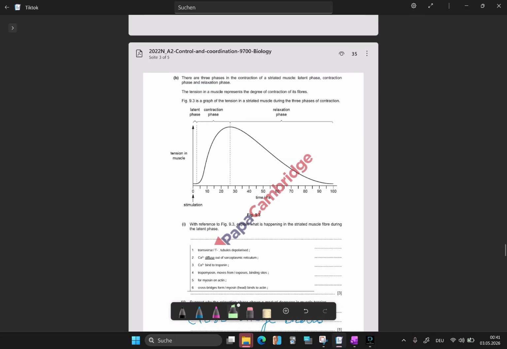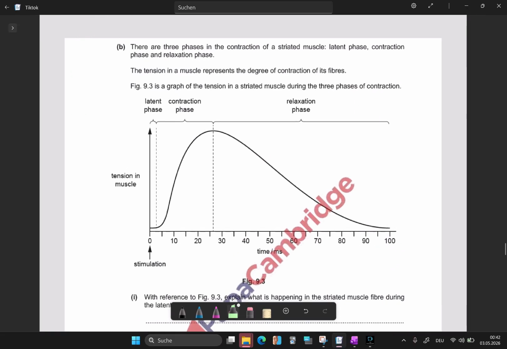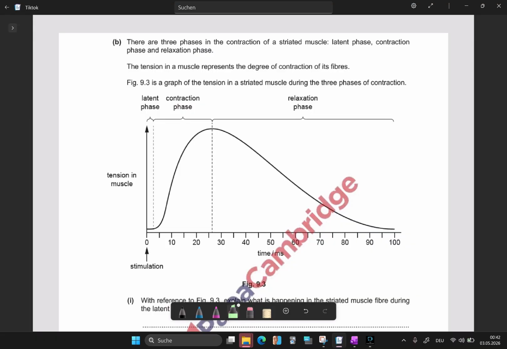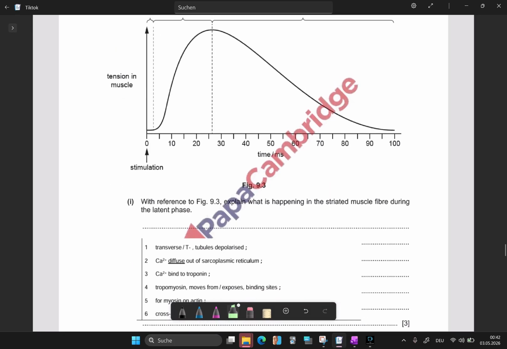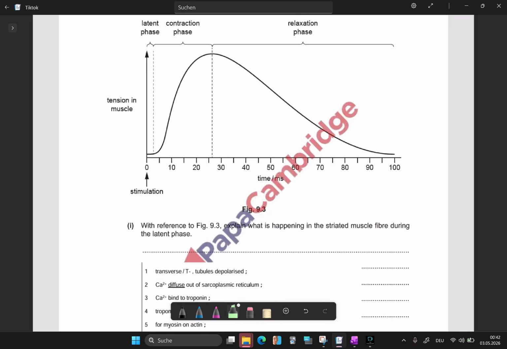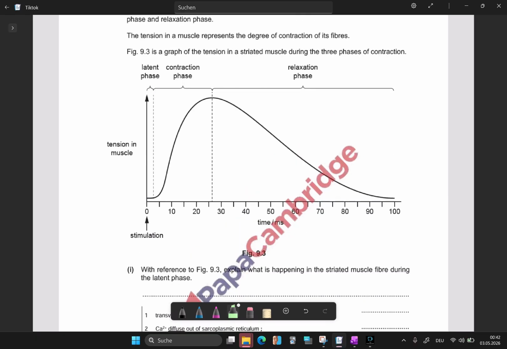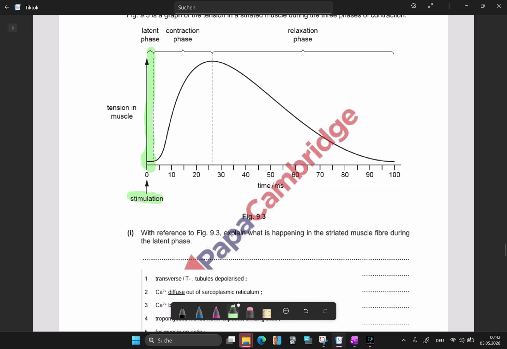So here the question was that there are 3 phases in the contraction of a striated muscle. There is the latent phase, there's the contraction phase, and there is the relaxation phase. Okay, here we have a tension graph. So with reference to figure 9.3, explain what is happening in the striated muscle during the latent phase. So this is the latent phase here. Okay, so there is a stimulation and there is a kind of gap. Okay, there is no contraction yet.